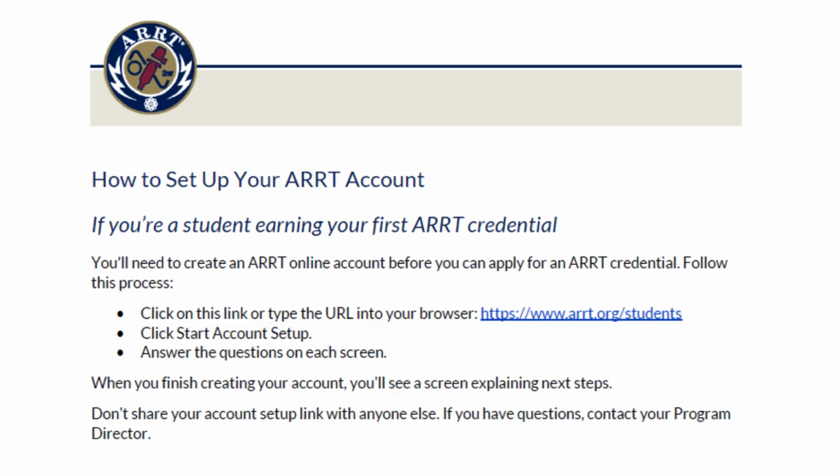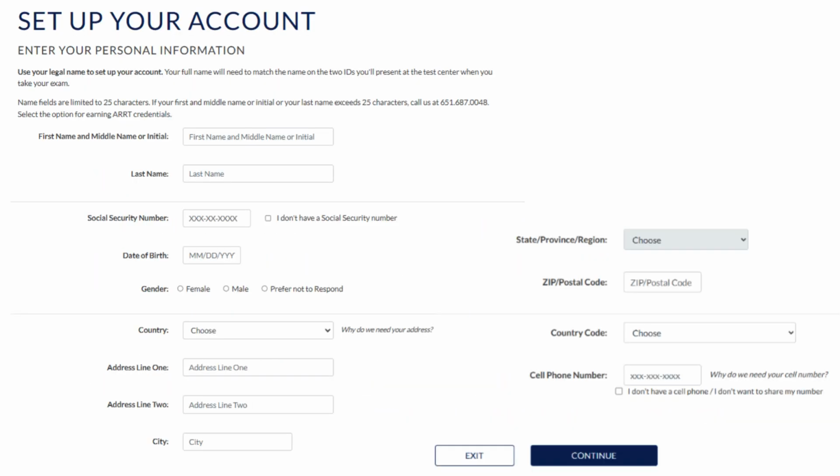Let's quickly go through what students will need to do. First, students will be asked to provide their full legal name. Just a quick note, students don't have to include their middle name or initial. That's entirely optional. Make sure to keep in mind, though, that the name on their account should match the 2 forms of identification they plan to take with them to the test center. They will also need to provide the information shown in the screenshot here.